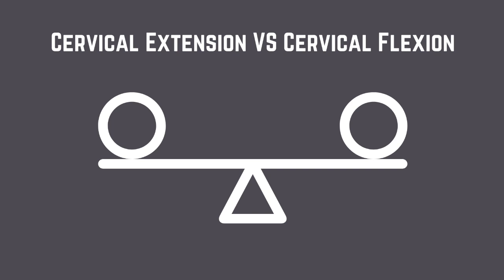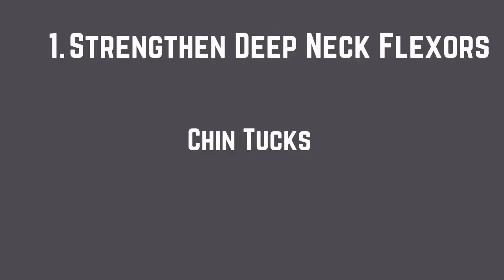Whenever we have this cervical extension, it's kind of the opposite. We are stretching the deep neck flexors because we are in an extension. So when we do the extension, we are stretching here and we are strengthening here. So we need to do the opposite. This is why the first thing is to strengthen the deep neck flexors.